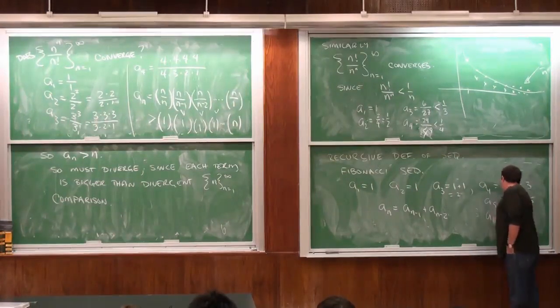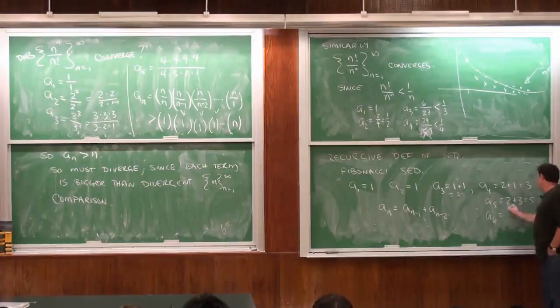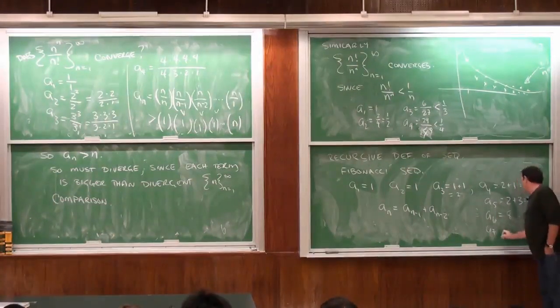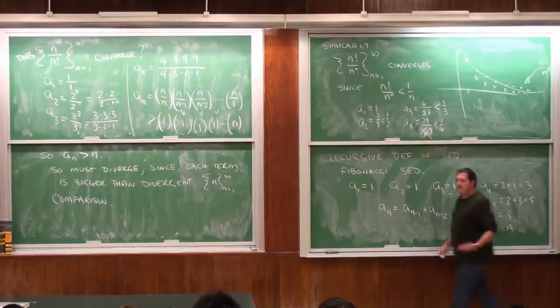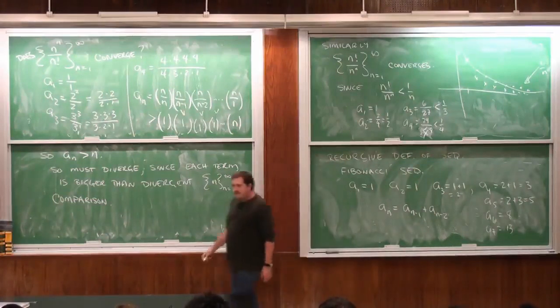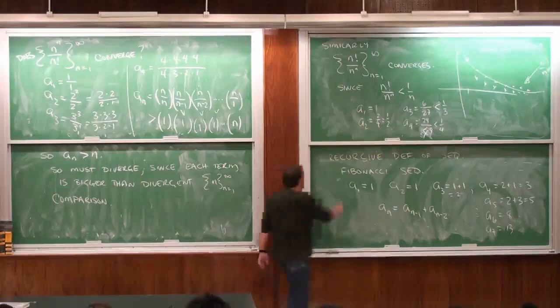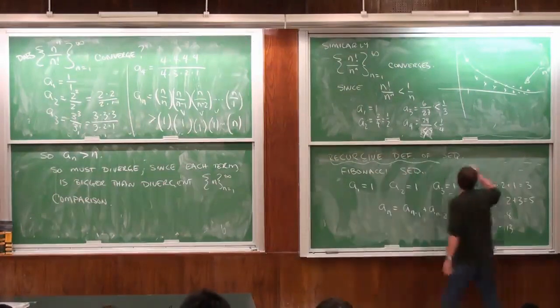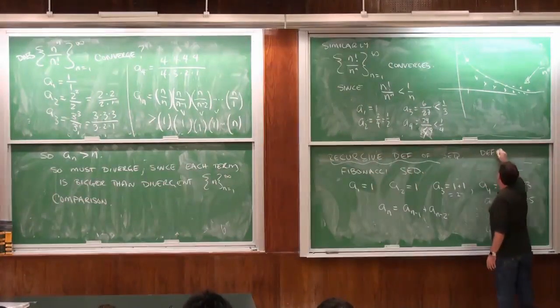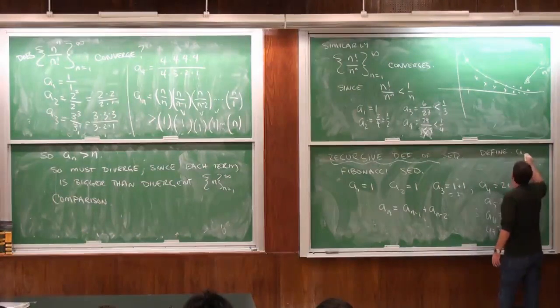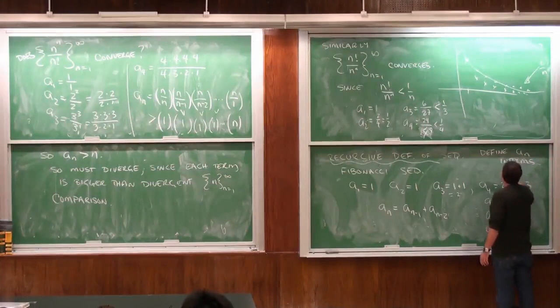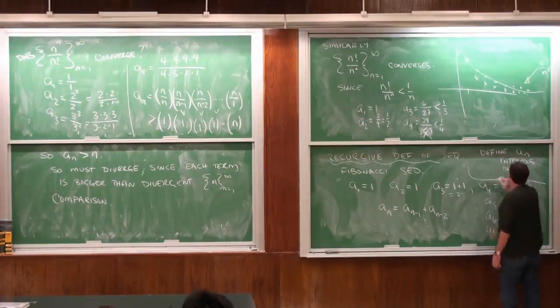So for example, A6 is 5 plus 3 is 8. A7 is 8 plus 5 is 13, and you start to see this grows exponentially fast. Okay, so the idea of recursive is that we define an in terms of previous an.